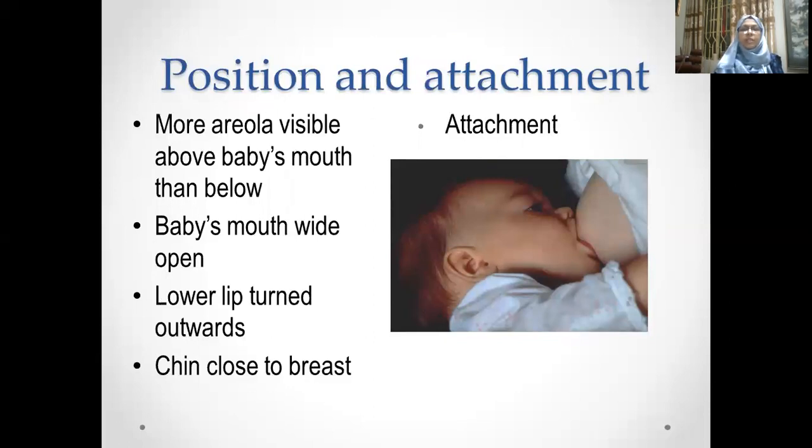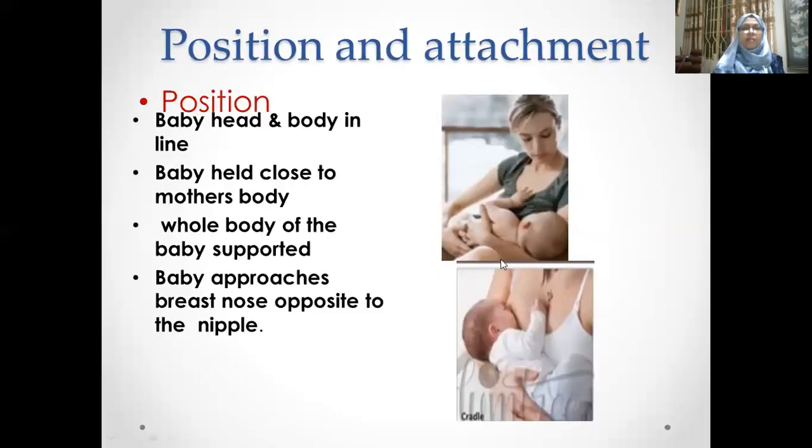Let us have a look at position. Head, body and buttock in a straight line. Whole body, head, body and buttock is well supported. Baby's chest and abdomen will touch the mother's abdomen, and nose will be opposite the mother's breast. These are the 4 points of good position. Here you can see.